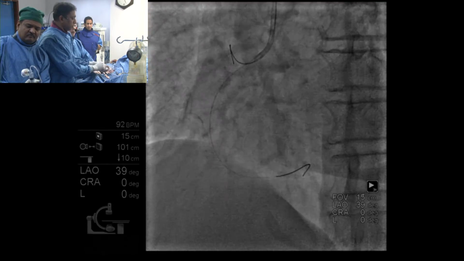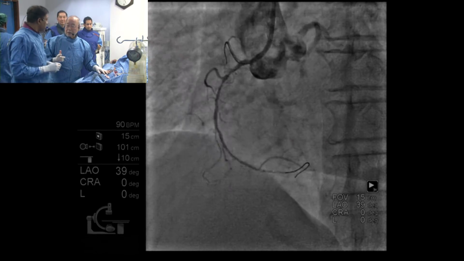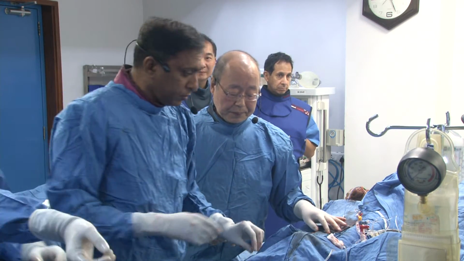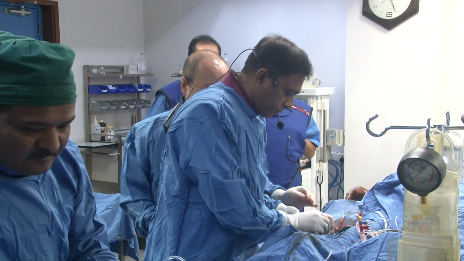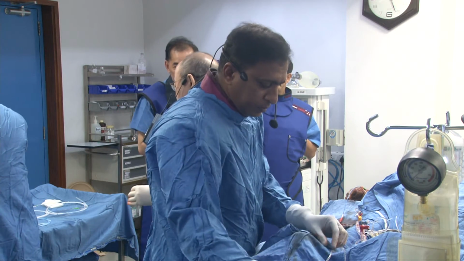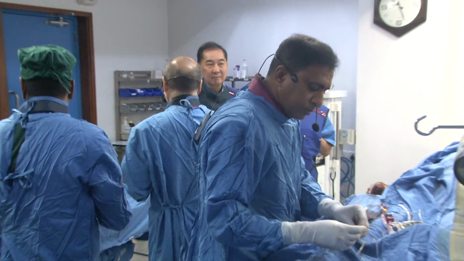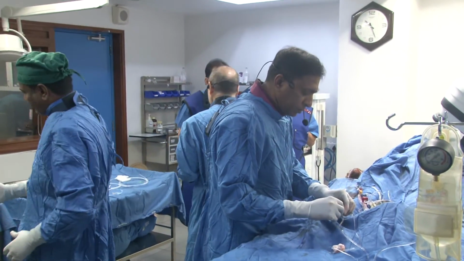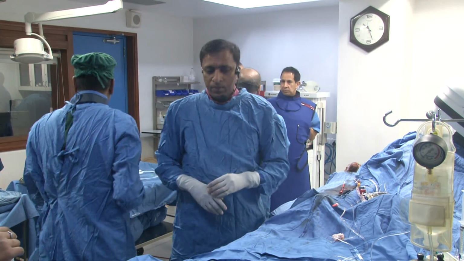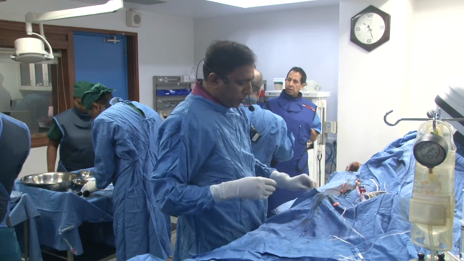Beautiful. Which imaging do we take? IVUS. IVUS, okay. Any preference, IVUS or OCT? Nowadays I'm shifting to OCT because we are using Diamondback very often, so I want to identify the calcification more clearly.